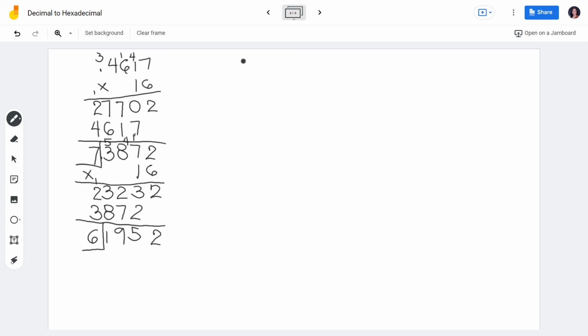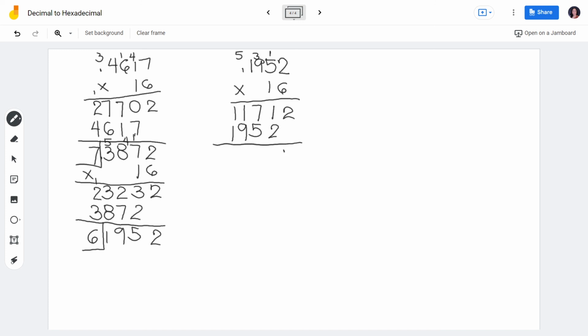Okay, 6. Next is 1, 9, 5, 2 times 16. Okay, 2 times 6 is 12. 5 times 6 plus 1 is we have 31. 6 times 9 is 54 plus 3 is we have 57. 6 times 1 plus 5 is equal to 11. And then 1 times 2 is 2. 1 times 5 is 5. 1 times 9 is 9. 1 times 1 is 1.